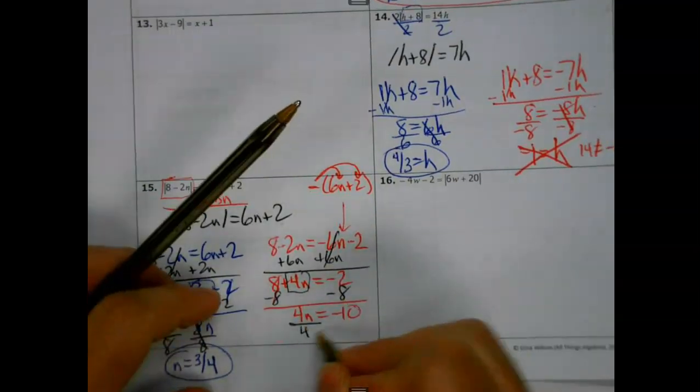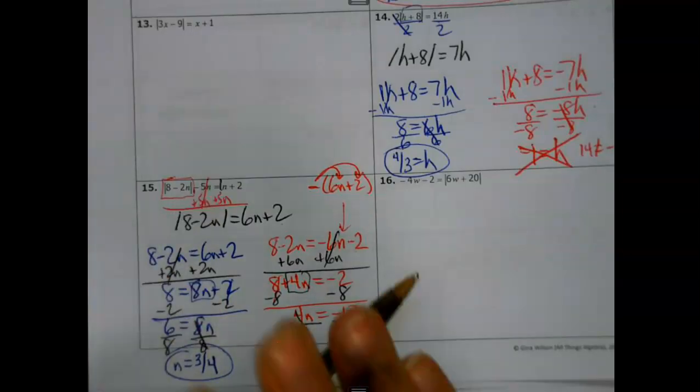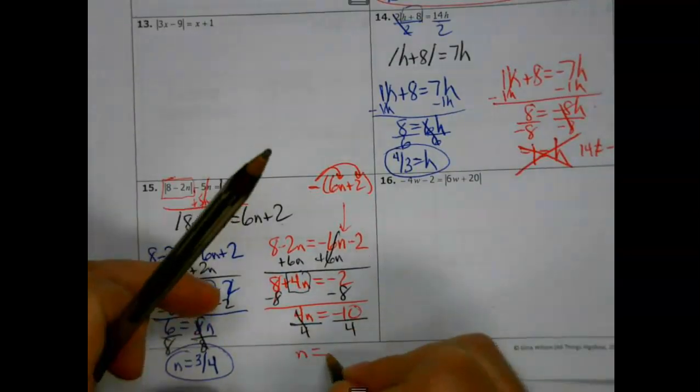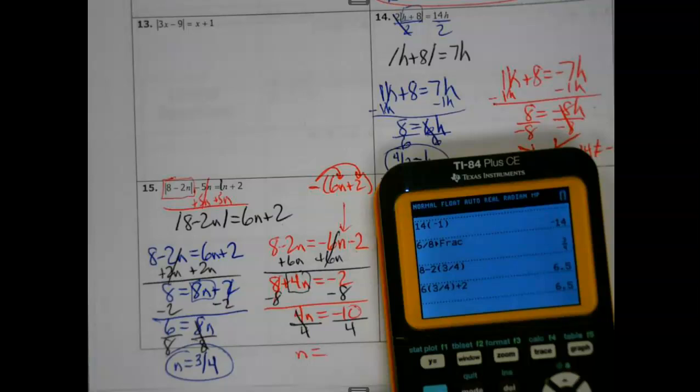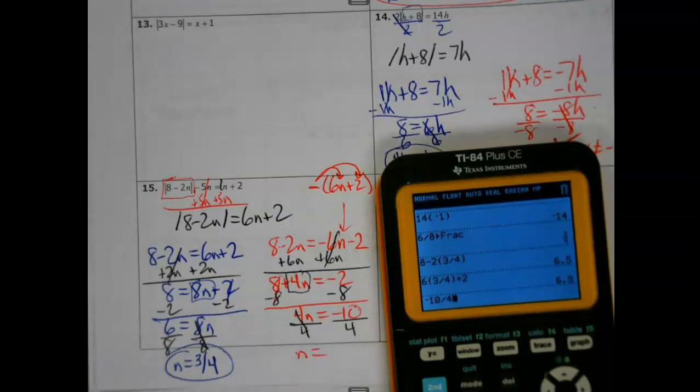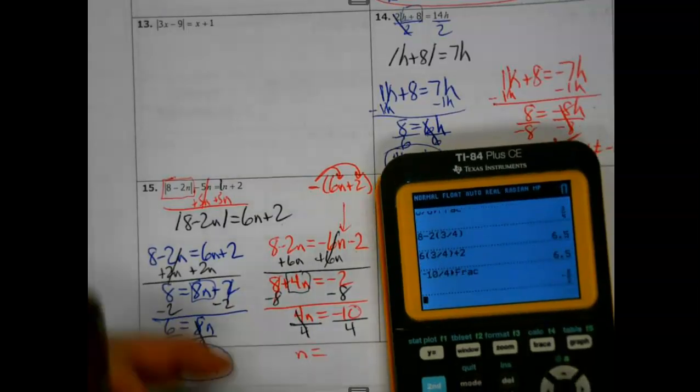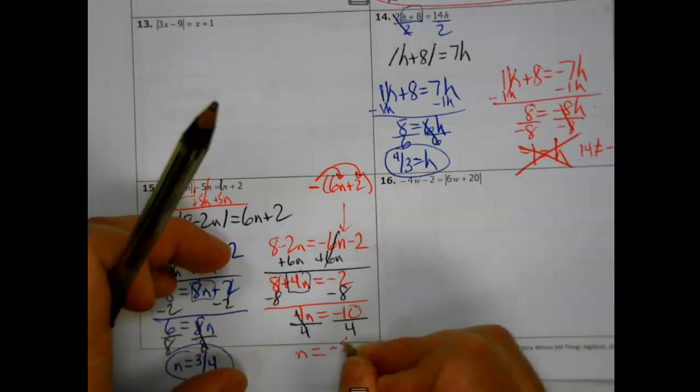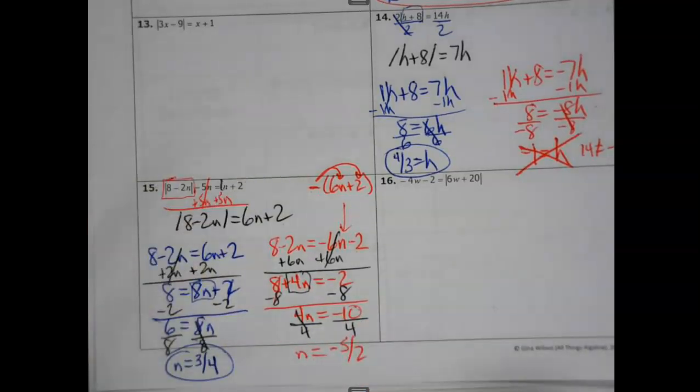Oh, I see something coming. We're going to have to check, ladies and gentlemen. Why? I see a negative coming. -10 divided by 4. Math, enter. -5 over 2. Now, we've seen before, negatives can work still. They did in number 12. So it doesn't mean just because we had a negative, it's not going to work.